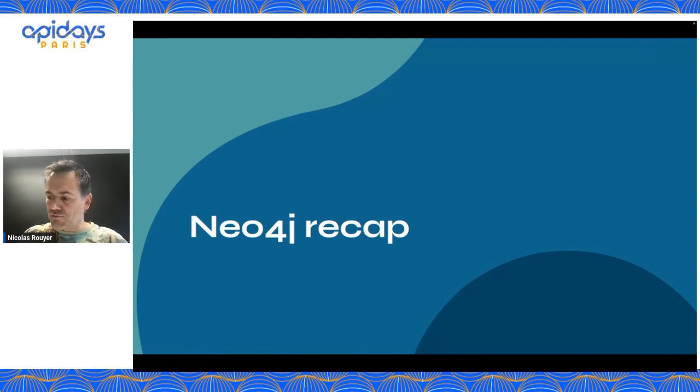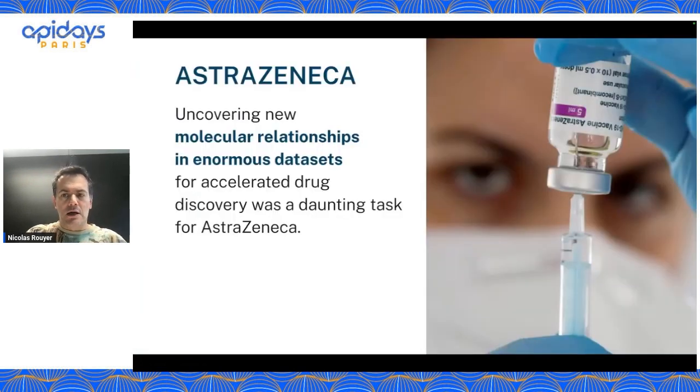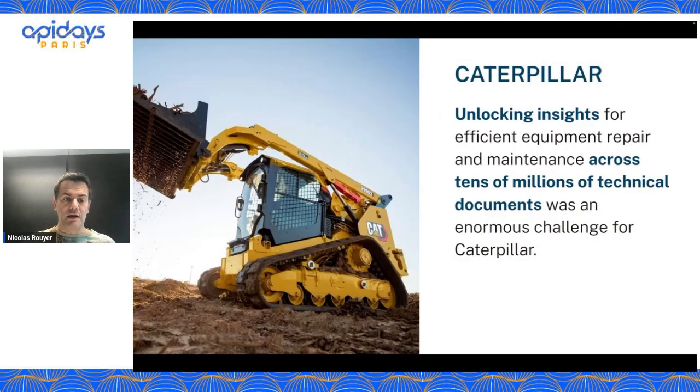Let's have a quick recap of what Neo4j is, with two use cases. One from AstraZeneca, which uncovers new molecular relationships in enormous data sets by building a knowledge graph. This was something difficult, to gather all those sources of data together and get some value from them. And Caterpillar is also a well-known Neo4j customer that unlocks insights from equipment repair and maintenance across tens of millions of technical documents. And this also was an enormous challenge for Caterpillar.